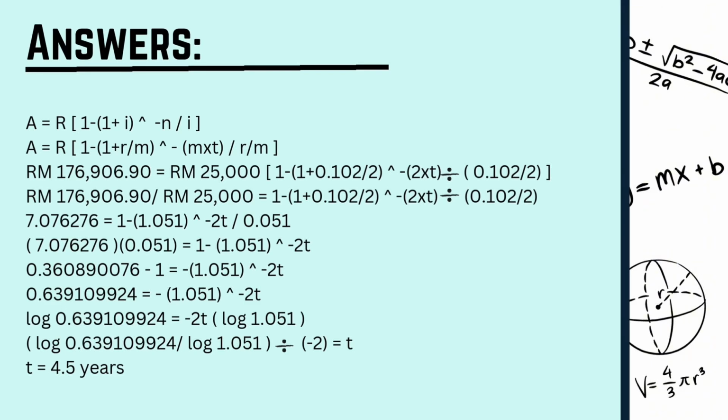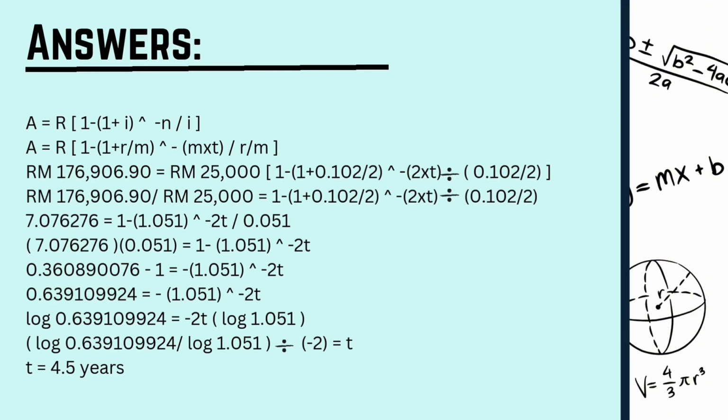176,906 ringgit 90 cent divided by 25,000 ringgit equals (1 minus (1 plus 0.102 divided by 2) to the power of negative 2 multiplied by t) divided by 0.102 divided by 2. So we got 7.076276 equals (1 minus 1.051 to the power of negative 2t) divided by 0.051. 7.076276 multiplied by 0.051 equals 1 minus 1.051 to the power of negative 2t, and we got 0.39089076 minus 1 equals negative 1.051 to the power of negative 2t, and we will get 0.639109924 equals 1.051 to the power of negative 2t.